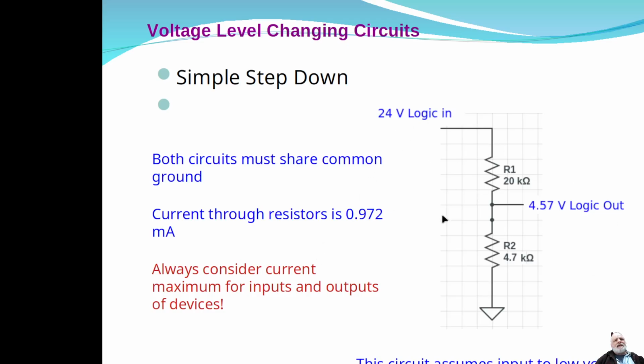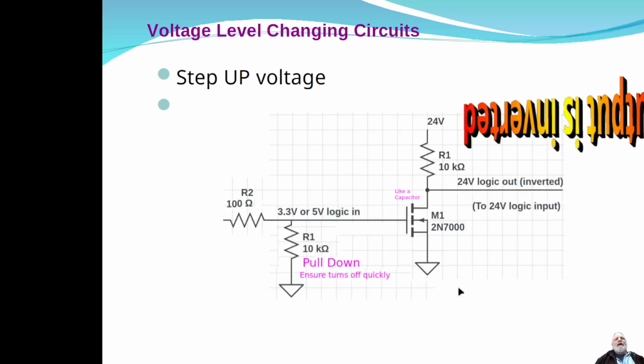In this particular example, I actually calculated the current. The current is 972 microamps, or 0.972 milliamps.